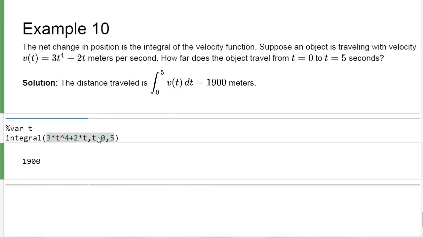Remember here the variable here is t. So make sure, common mistake with students when we deal with t functions, they're so used to putting comma x that they forget to put comma t. Make sure that the variable matches up. And the answer is 1900, so 1900 meters here is the answer. And that's how you can use Sage to do integrals.